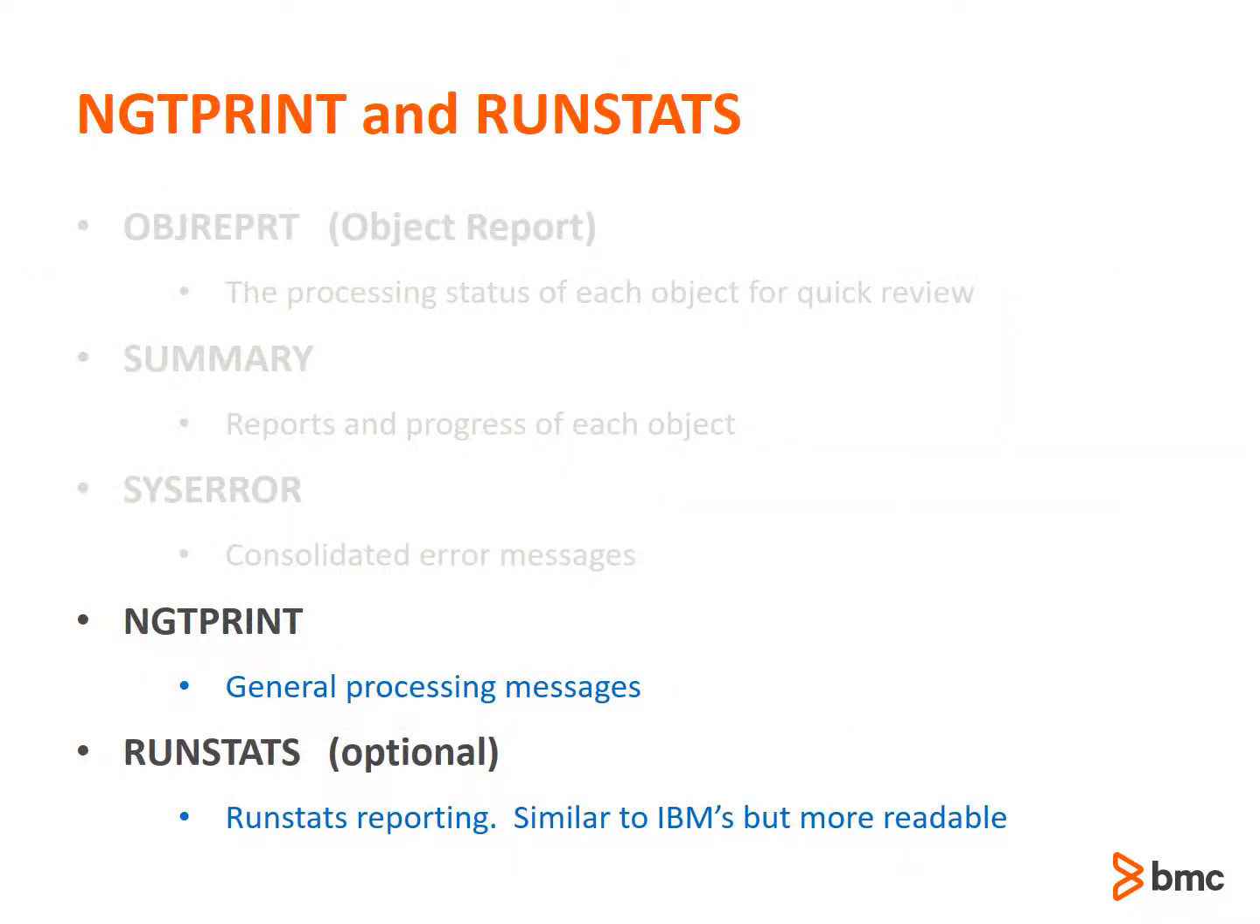The objective of this quick course is to demonstrate how you can quickly find desired and isolated output messages for utility processing by type. Summary, object, and Cicero reports are each a subset of the NGT print report, which provides a consolidated output of these three reports and additional messages. If run stats were gathered during the utility execution, you would get a run stats report showing the object statistics values gathered and posted to DB2.